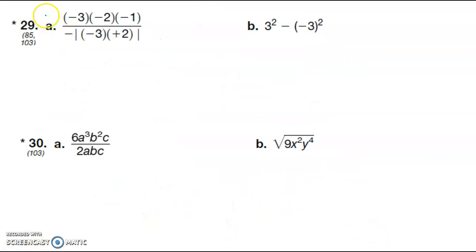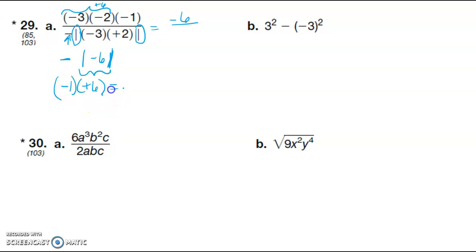All right. Let's see. So we have negative 3 times negative 2 gives me a positive 6. Times negative 1 gives me a negative 6. And then remember that these are absolute value bars. Everything inside the absolute value bars is positive. So I have a negative on the outside. Negative 3 times positive 2 is negative 6, but it's in the absolute value. So the absolute value of negative 6 is positive 6, but when I have this negative on the outside, it's kind of like negative 1 times positive 6, which gives me negative 6. So this gives me positive 1.